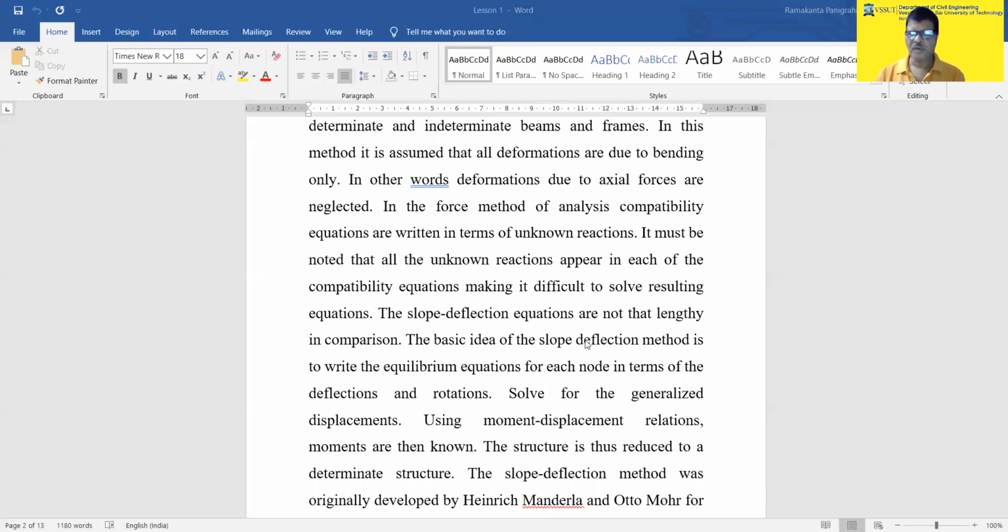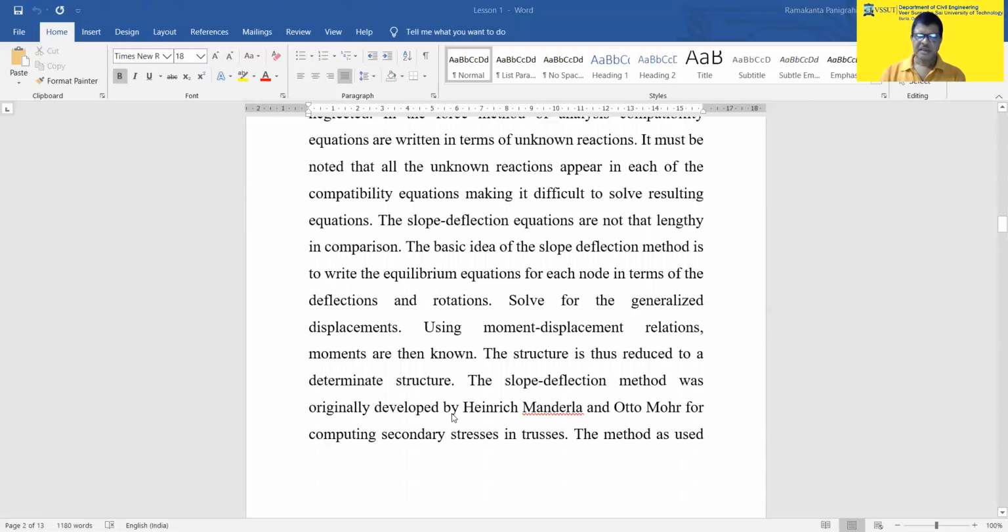The basic idea of slope deflection method is to write the equilibrium equation for each node in terms of deflection and rotations. Once you find the deflection and rotations, then you can find these unknown moments at the joints. Then you can write the joint equilibriums in terms of the slope and deflections, and then you solve for the generalized displacements. So using moment displacement relationships, moments are then unknown. The structure is then reduced to a determinate structure.